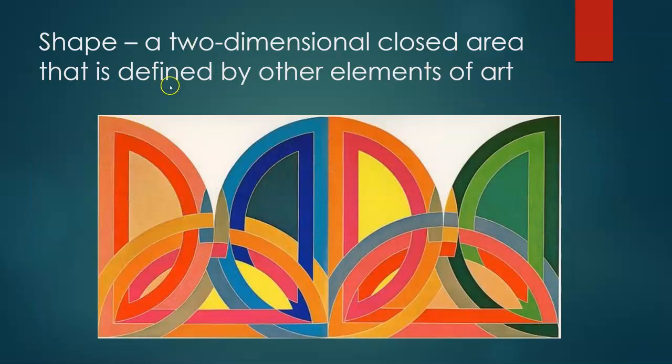Shape is defined as a two-dimensional closed area that is defined by other elements of art. In this Joseph Stella piece, the shapes are defined by the implied lines created by the changes in color. You can see here there's a shape that is like the letter D, or you could call these half circles, and they're intertwined and interlocking half circles throughout the entire piece.